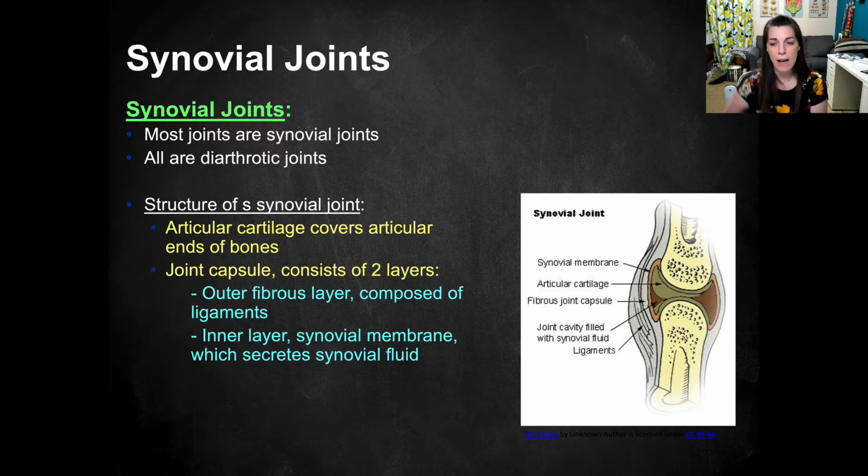So basically, you're going to have articular cartilage that's going to cover the end of the long bone, because synovial joints are long bones. And then you're going to have a joint capsule. So the joint capsule is going to be kind of this whole area, right? And within the joint capsule, you're going to have two layers. You're going to have an outer fibrous layer, and then an inner layer, which is going to have a synovial membrane, which is going to secrete synovial fluid, which is going to basically provide lubrication for the joint.